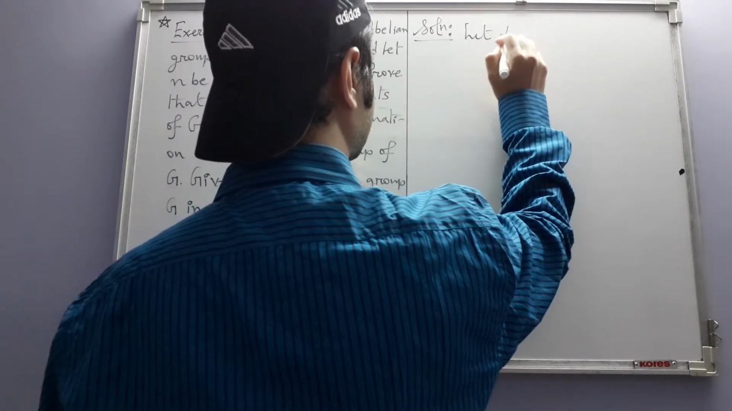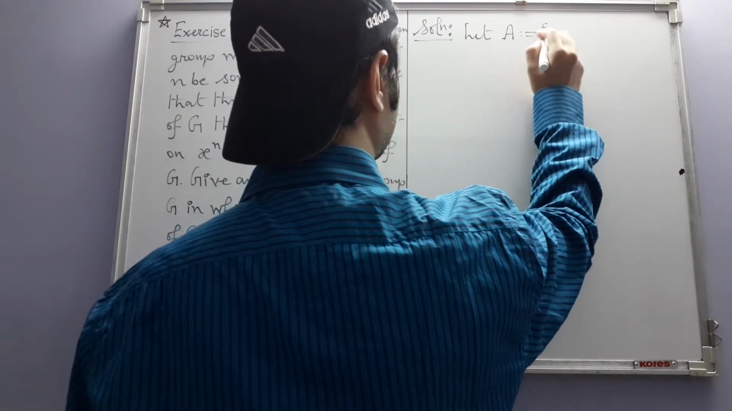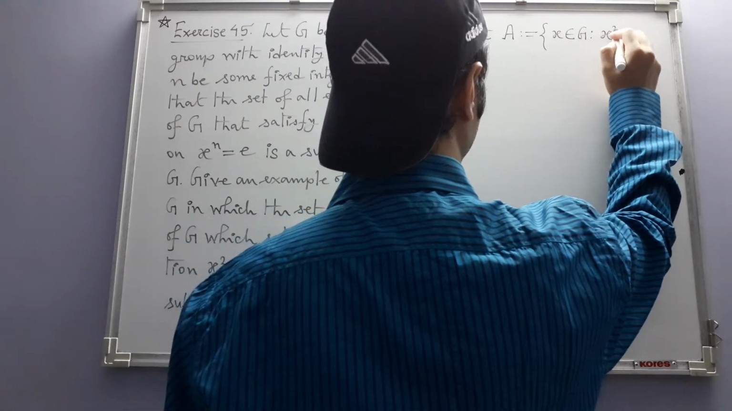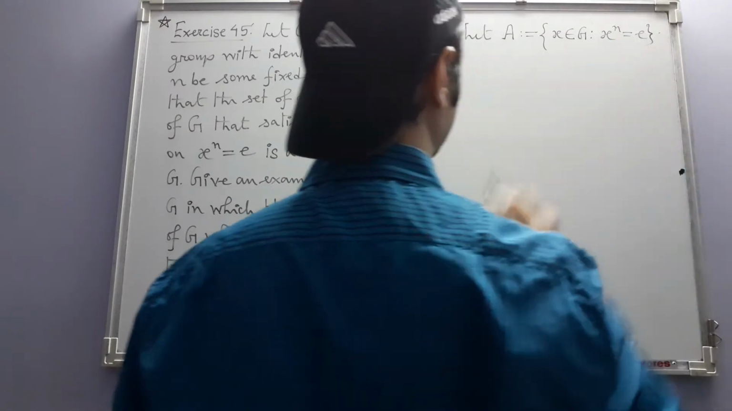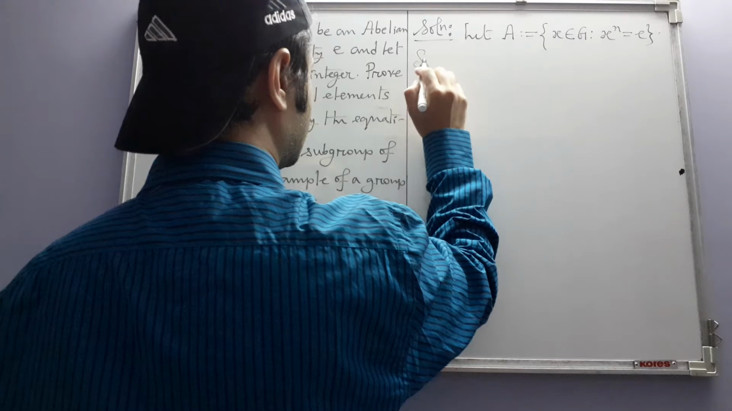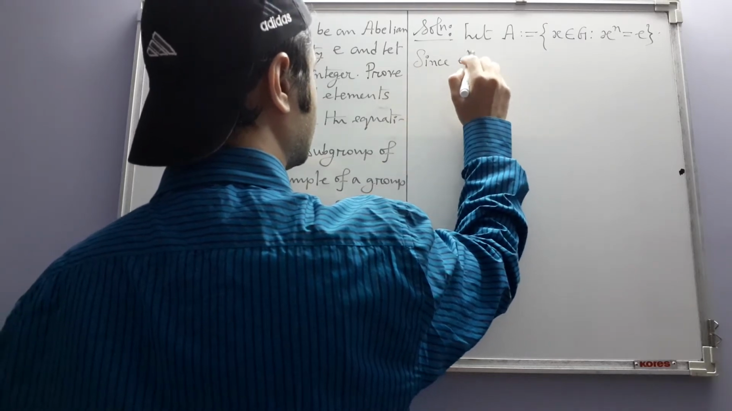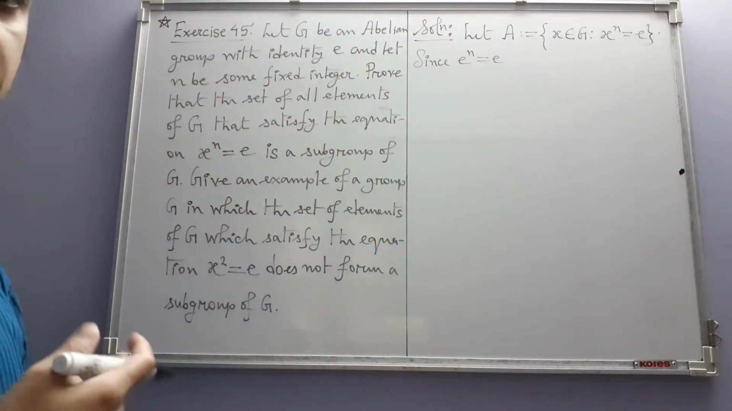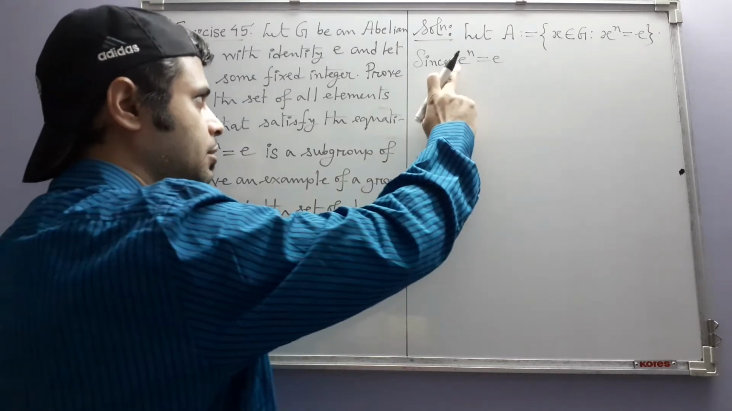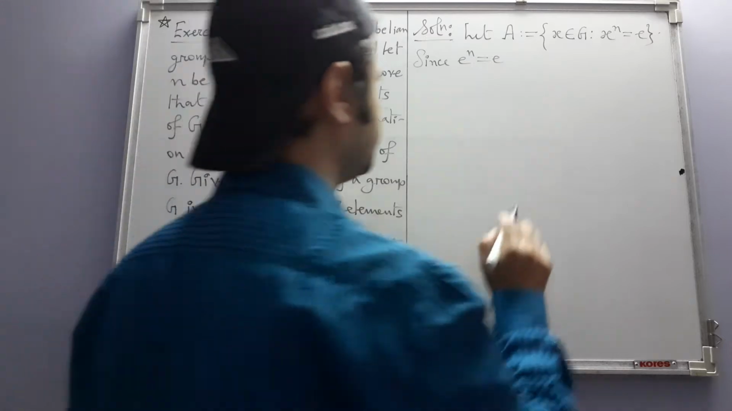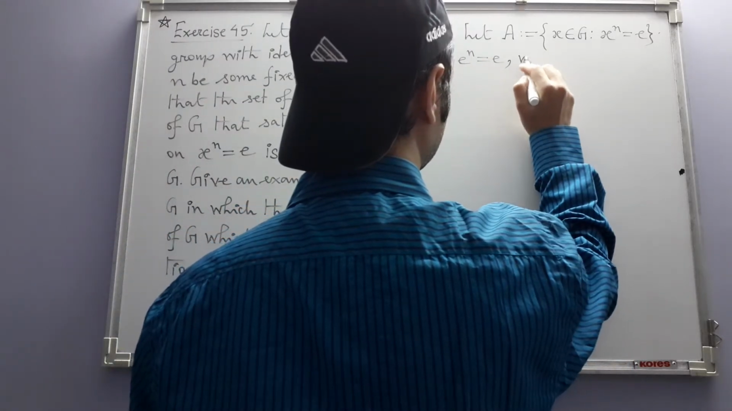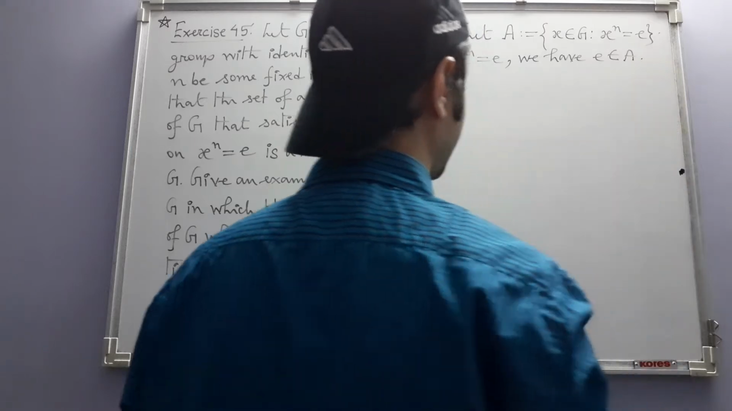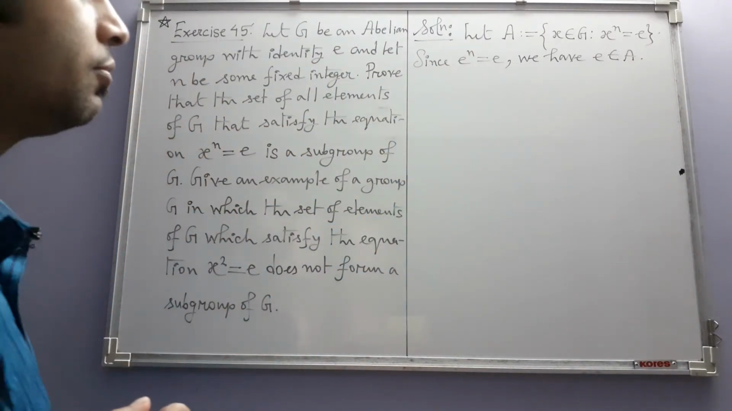Let A be the set of those elements x in G such that x to the power N is equal to E. Since E to the power N is always equal to E, no matter what N is, whether N is 0 or a positive integer or a negative integer, it does not matter, E to the power N is always equal to E. So we have E belonging to A. That's how we know that A is a non-empty subset of G.